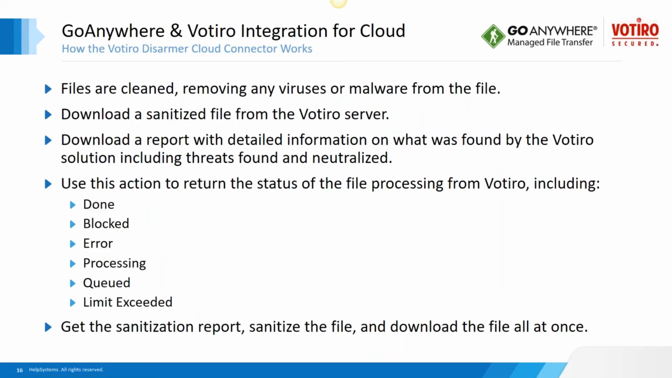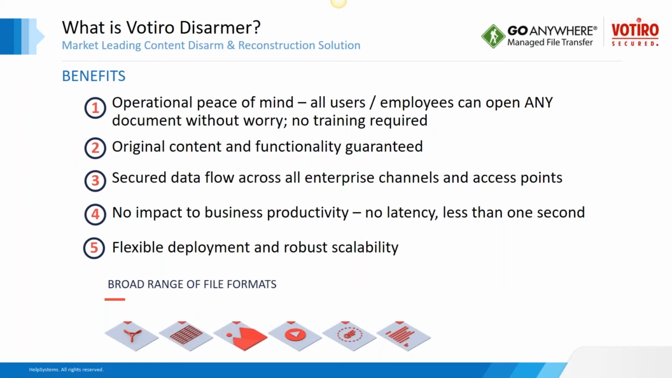So what are the major benefits of using Votiro together with GoAnywhere and any other solution in which your company is sharing or receiving files? Well, the first thing is we're taking the human element out of security. So no matter the file, your employees will be able to open each and every file they receive without giving it a second thought about whether it's even safe to do so. So we're completely eliminating the threat of weaponized documents. Now, secondly, the content and functionality of the file post-sanitization is completely guaranteed. So the look, feel, and functionality are totally intact.